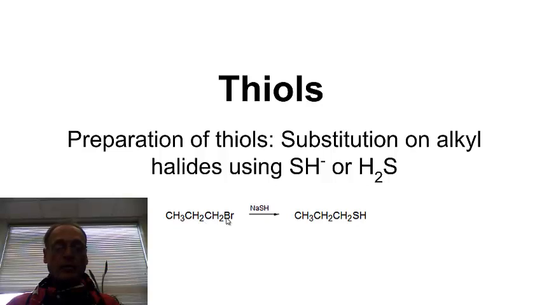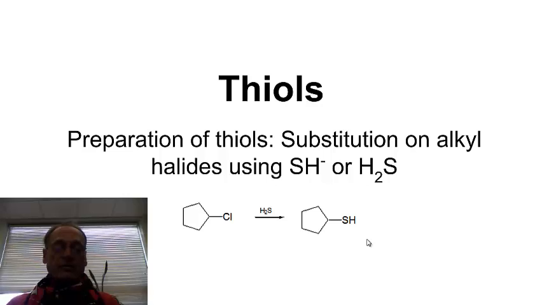Starting with n-propyl bromide, reacting it with sodium hydrogen sulfide, that is a Na+ and an SH-. The SH- serves as a nucleophile, comes in, attacks that carbon, pushes out the bromine, and we end up with the SH on the carbon instead of the Br. Here's another example, this time starting with hydrogen sulfide, not SH-, but H2S. You remember that that also can serve as a nucleophile, not as strong a nucleophile, but still a pretty strong nucleophile. And again, it's going to replace the chlorine this time on that carbon and put an SH on there. So that's really all there is to preparation of thiols.